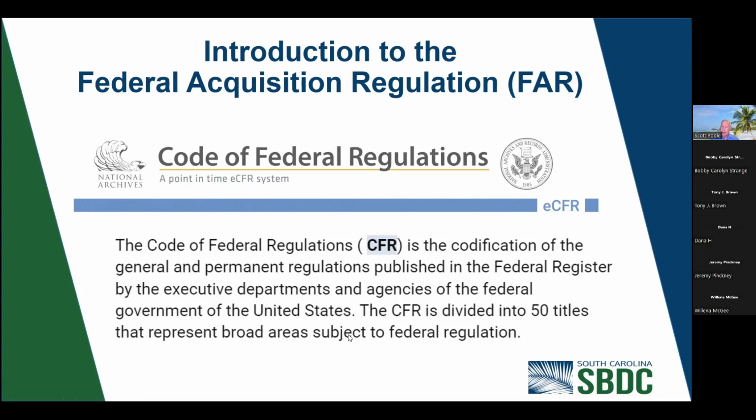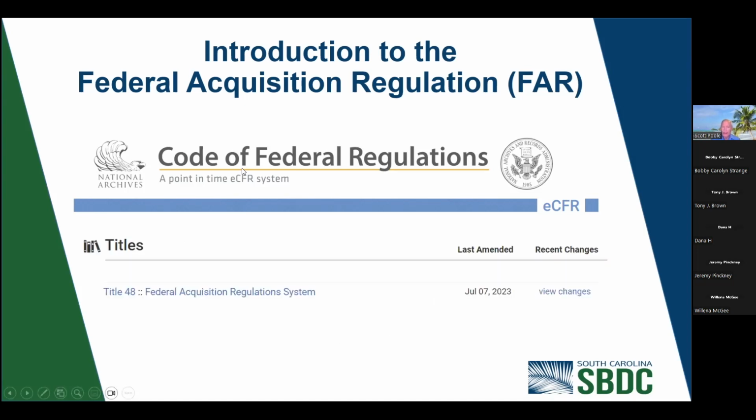Now this one is the codification of the general and permanent regulations published in the Federal Register. Like I say, these have 50 titles. The FAR is the first one, then has DOD and so on. FAR is 48-1. It represents broad areas subject to federal regulation. Title 48 of those 50 is the Federal Acquisition Regulation System, including the FAR and everybody else in that system.